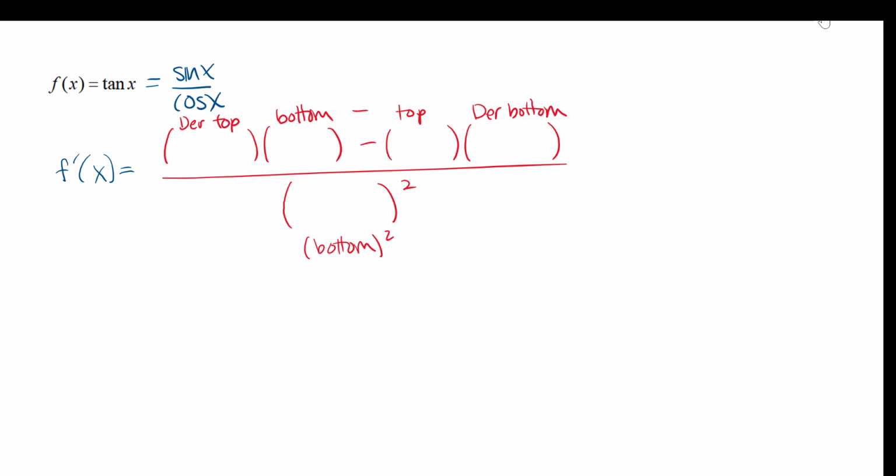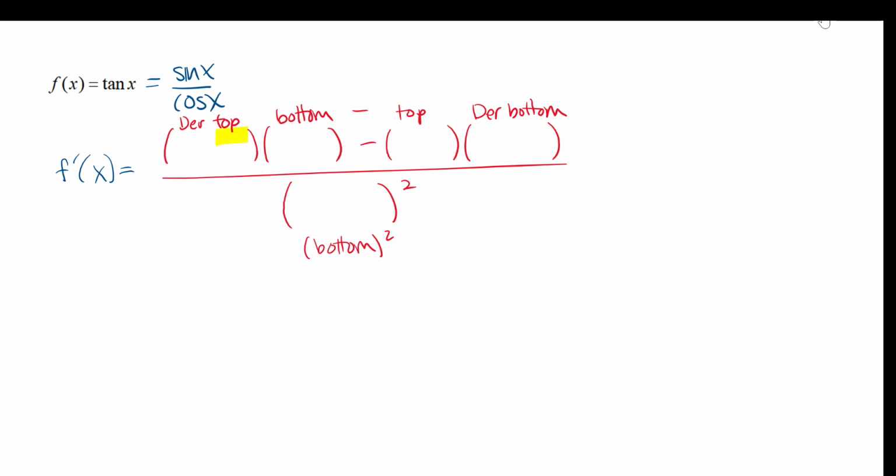So if you can write that out, whether you remember it in terms of F's and G's or U's and V's or lows and highs or tops and bottoms, as long as you can write out the quotient rule correctly, then it's just a matter of applying that. Okay, so there are a couple places where I'm going to need to remember those derivatives that we just did.